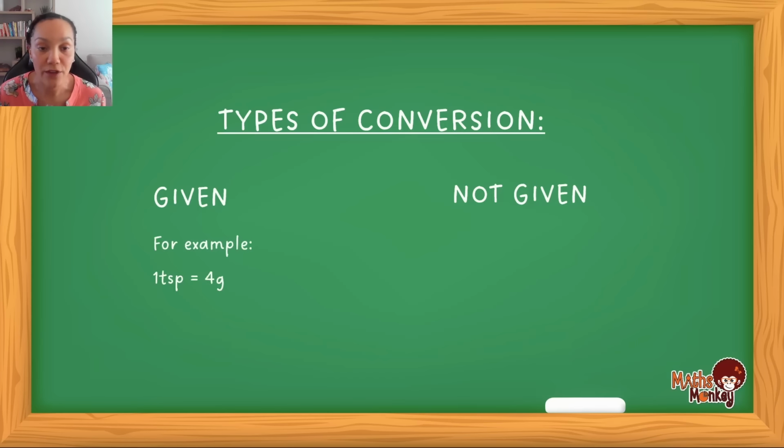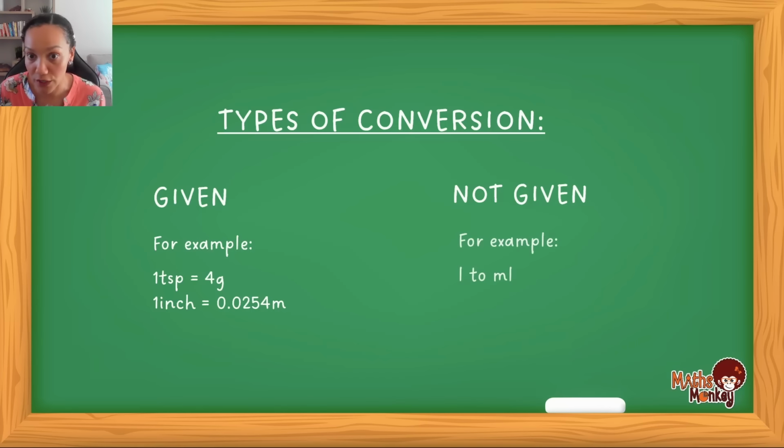So what do the given conversions look like? In an exam, a given conversion would be where they say 1 teaspoon is equal to 4 grams, or 1 inch is equal to 0.0254 meters. Note here, this is really differences in units. Then the conversions that are not given. In other words, when you step into an exam, these conversions are not going to be given to you. You are expected to know them, for example, converting from liters to milliliters, or from millimeters to kilometers, etc.